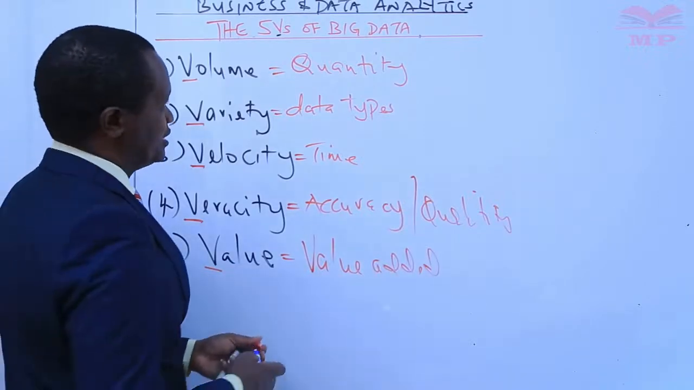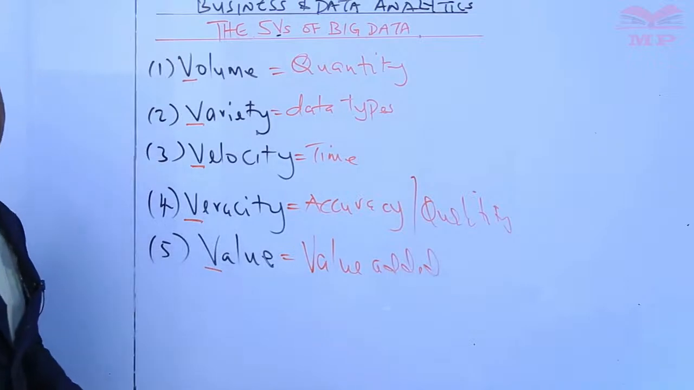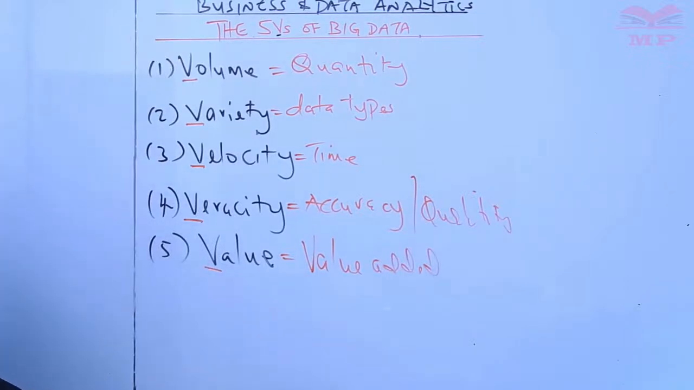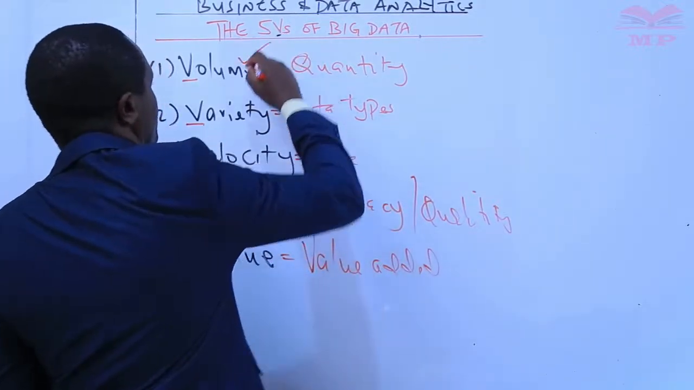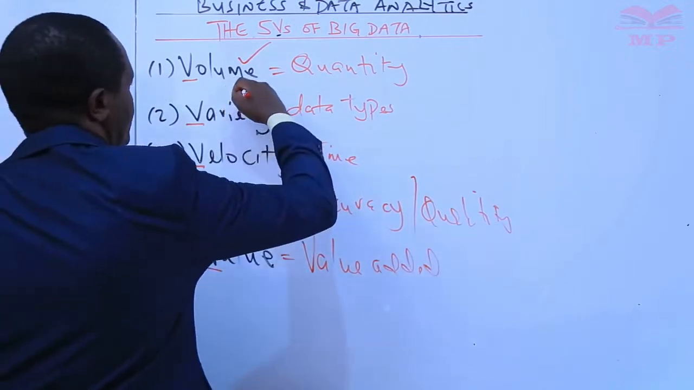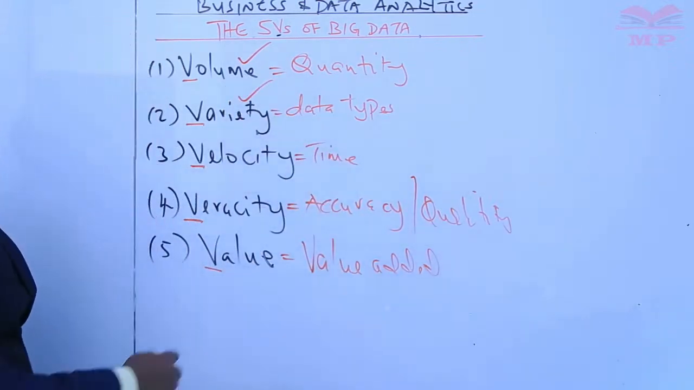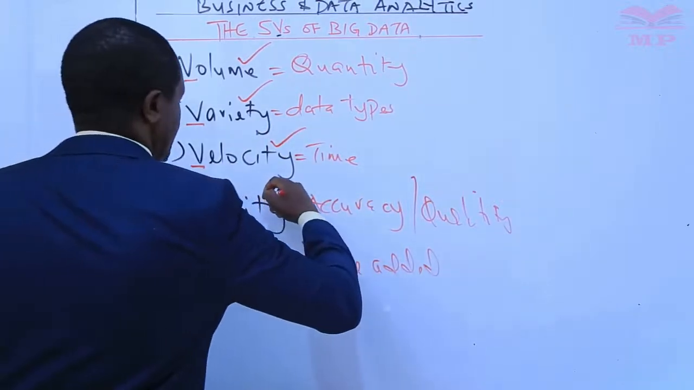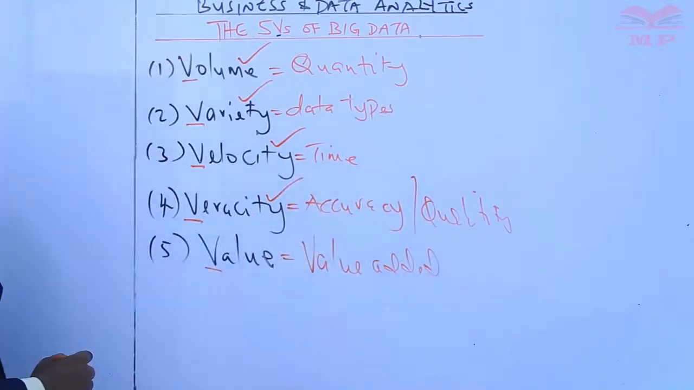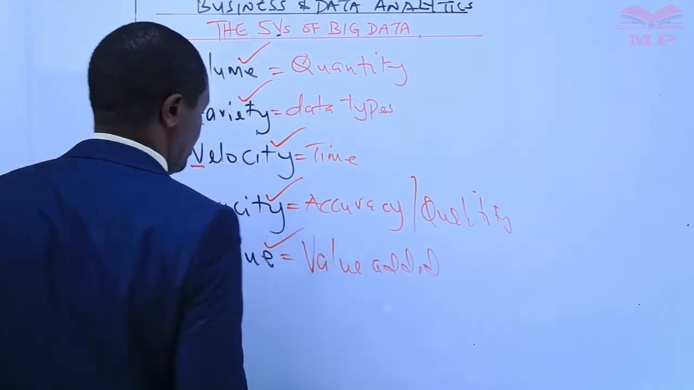So, candidates, these are the 5 V's of big data. The first V, volume. The second V, variety. The third V, velocity. The fourth V, veracity. Then lastly, value.